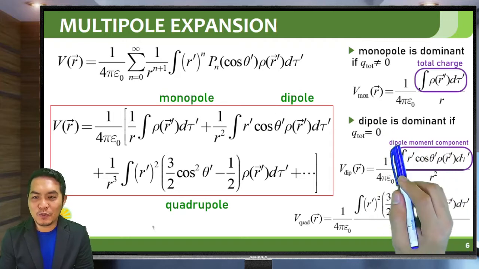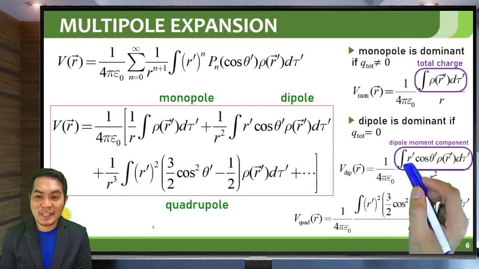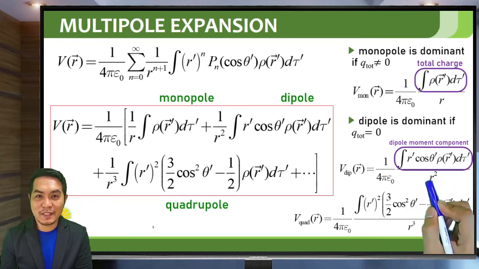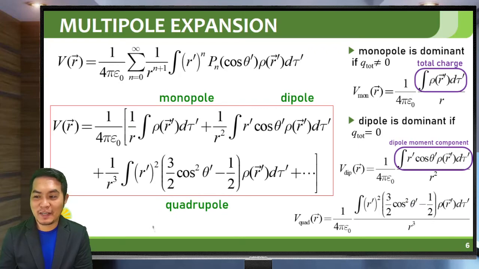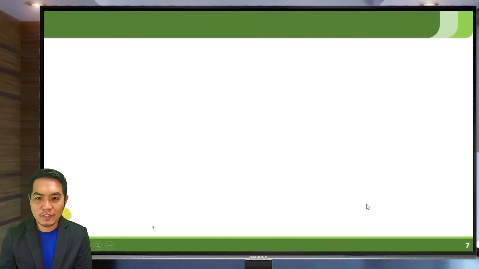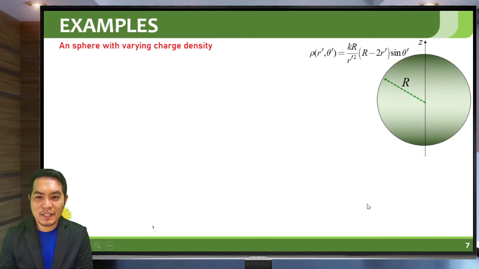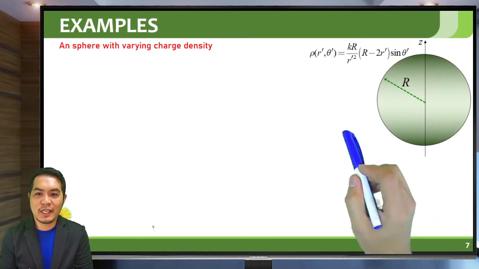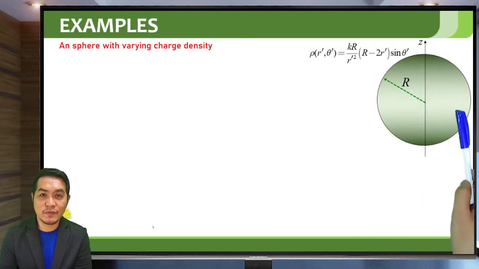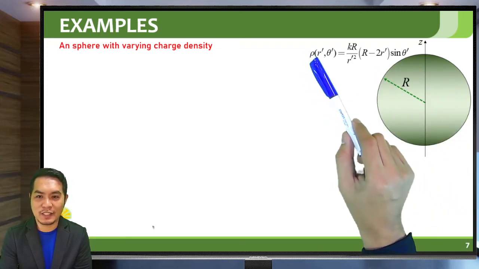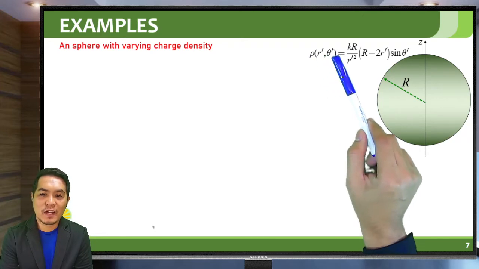Take note that we need to write our coordinates inside the integral here in terms of r prime, because this r prime, this r is different from this r. This is the field point distance. This is the source point distance. So take note, r and r prime are different. So in this example, our charge density is in terms of the source coordinates. So because this is our source of charges, our sphere of charge with varying charge density, it depends on r prime and theta prime.